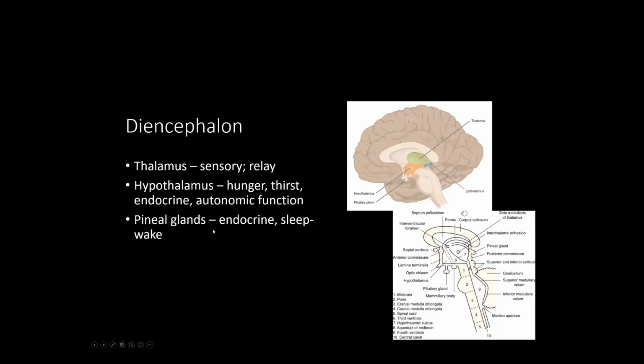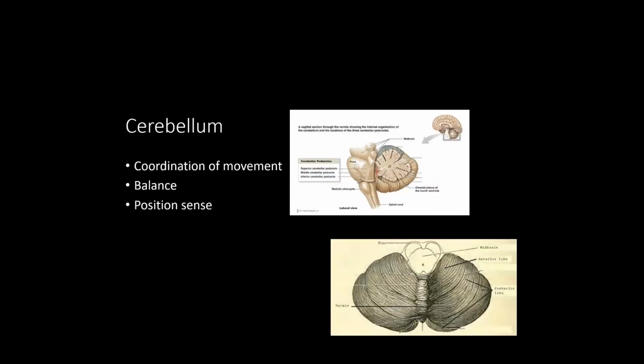And then also part of the diencephalon, which is arguably not really brain, is the pineal gland, which is involved in sleep-wake cycles. And then the cerebellum, I think I said on Monday, it's not really the brain, but you can already see it looks so different. It's arranged in this leaf-like structure. So it's really involved in coordination of movement, balance, and position sense. And the secret about the cerebellum is you don't need very much of it.